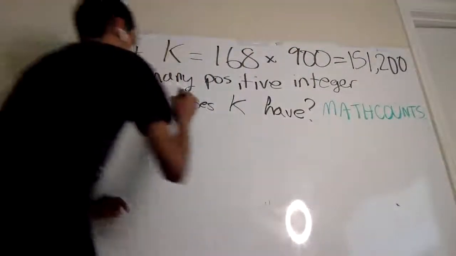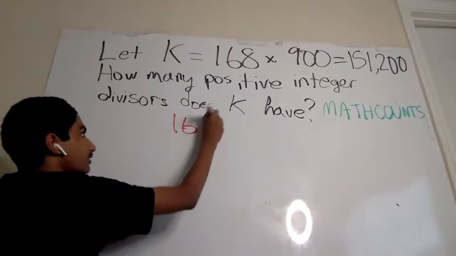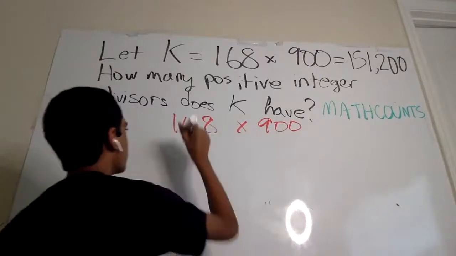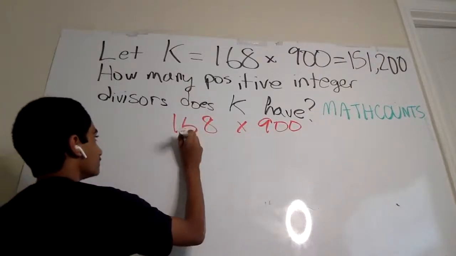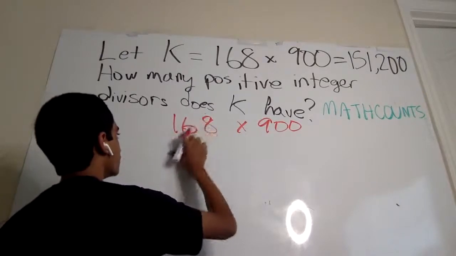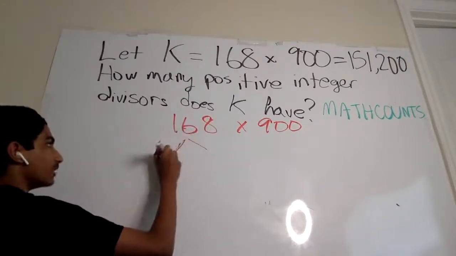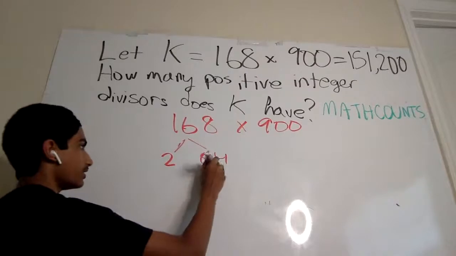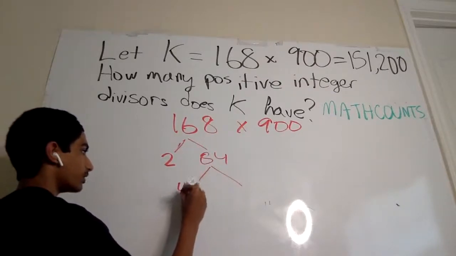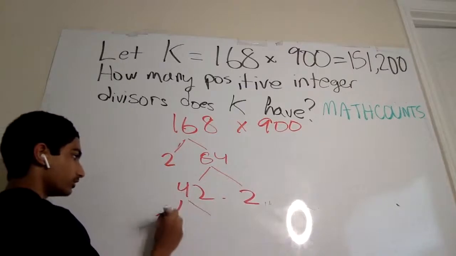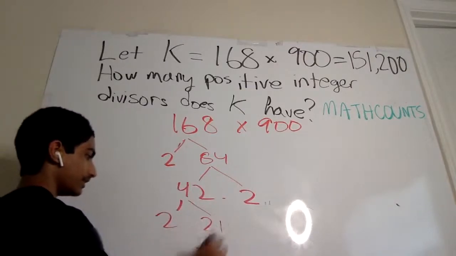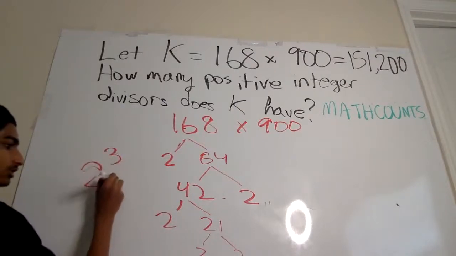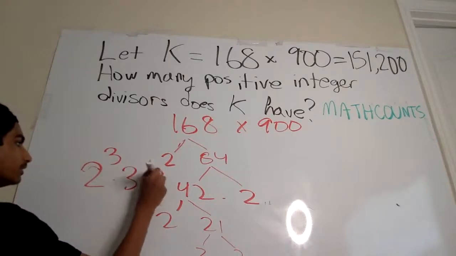So we have that k is equal to 168 times 900. And we can split these problems up. So 168, if we prime factorize it, we'll have 2 and 84, I believe. Correct me if I'm wrong. And then afterwards, we have 42 and 2, 2 and 21, and 7 and 3. So converting this, we have 2 cubed times 3 times 7.